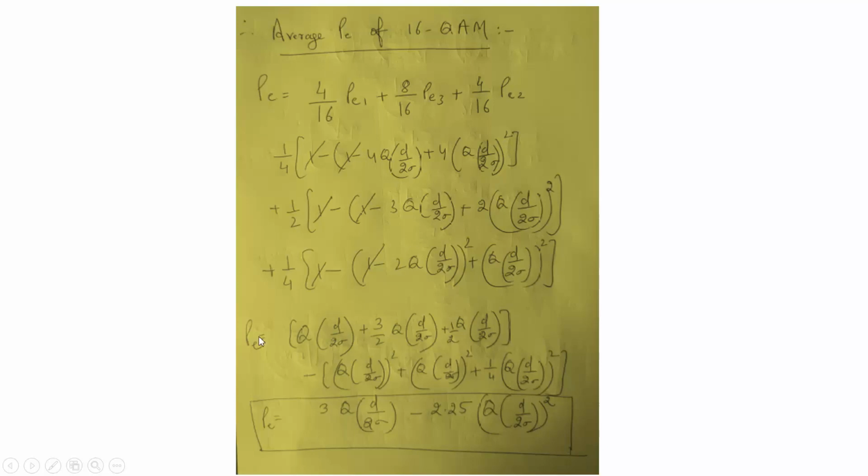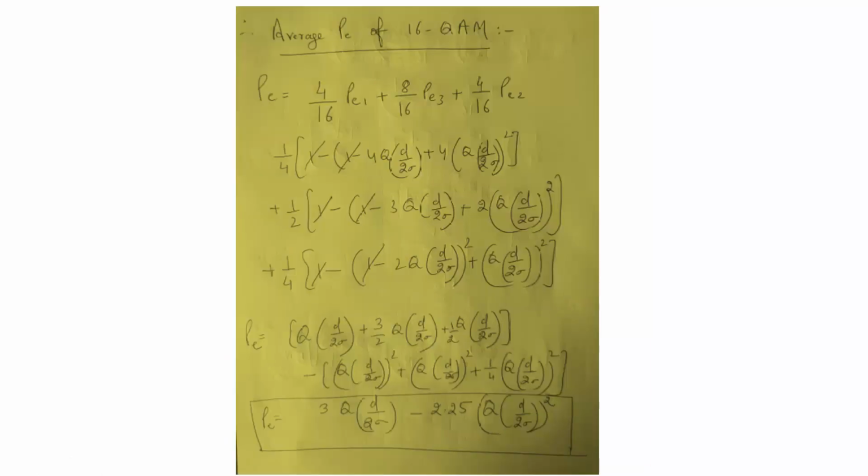If you solve it further, you will find the average probability of error will be Q of d by 2 sigma plus 3 by 2 Q of d by 2 sigma plus 1 by 2 Q of d by 2 sigma, minus these square terms. And if you solve it further, you will find that the overall average probability of error for 16 QAM comes out to be 3 Q of d by 2 sigma minus 2.25 Q of d by 2 sigma whole square. So this is the probability of error calculation in terms of the distance d between the signal points.